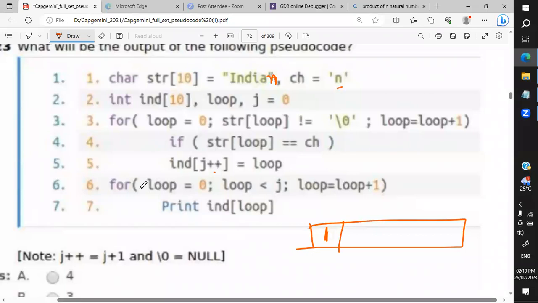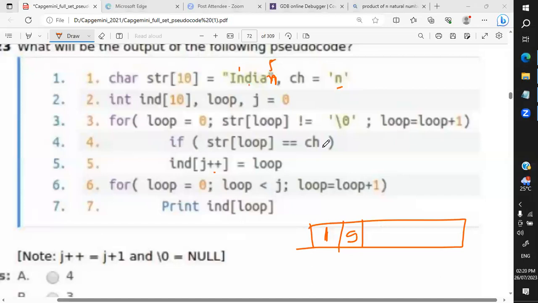What are the indexes at which n occurs? Not 2. We are not counting it. Try to understand carefully. IND of J. We are storing the index in the array called IND. Here at index 1 we have n, and at 2, 3, 4, 5 we have the rest. So the answer will be 1, 5. In the IND array, we are storing the indexes at which n occurred in the given string. Understood the logic, everyone? I hope it's clear now.